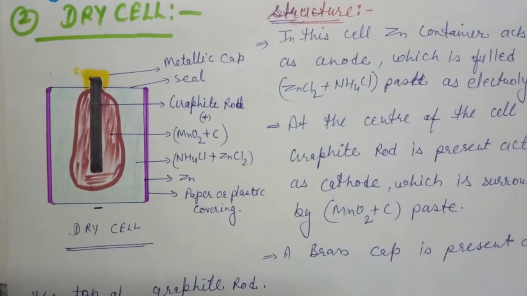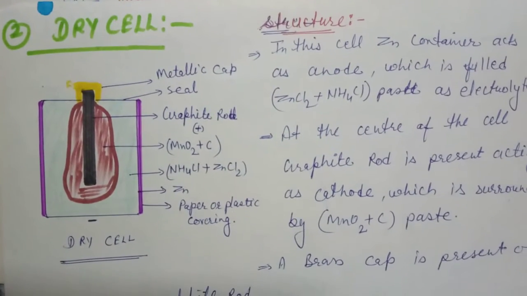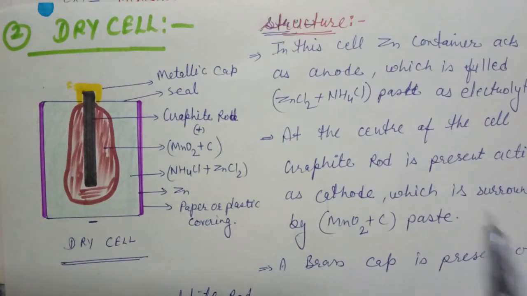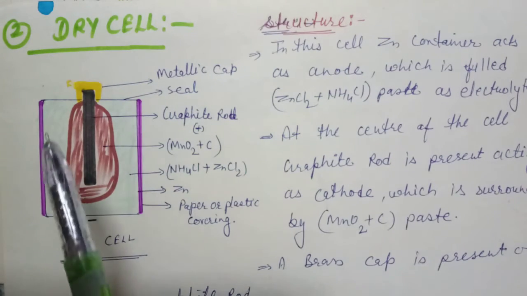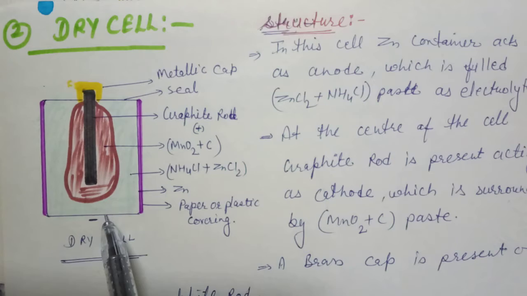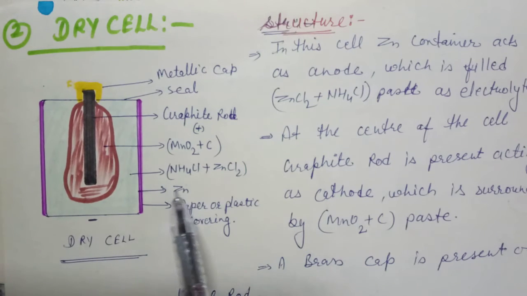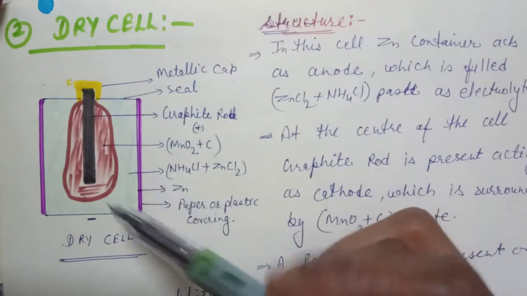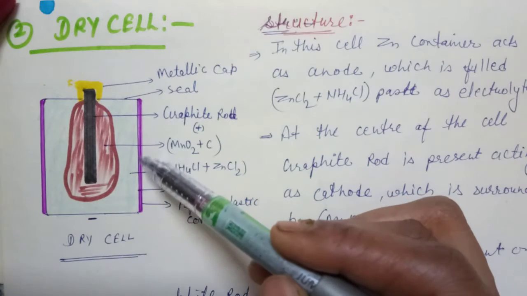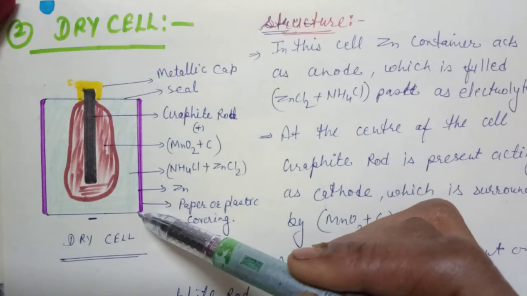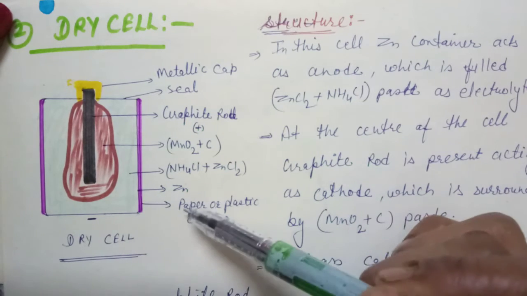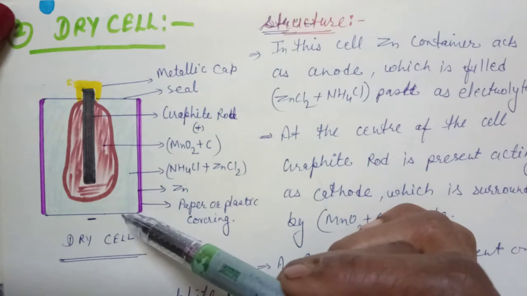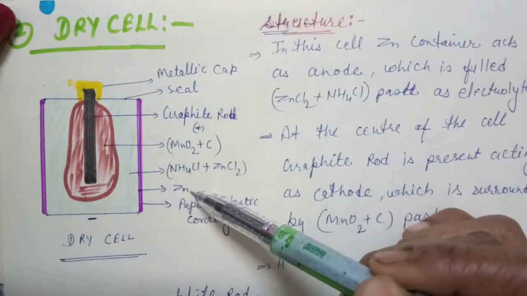This is the dry cell. It is seen in our wall clocks or toys. This is also known as the pencil cell. This is the structure of the pencil cell. This is the container of zinc. On the surface of the zinc, a plastic or paper covering is present to protect it from the atmosphere. This Zn container acts as the anode.